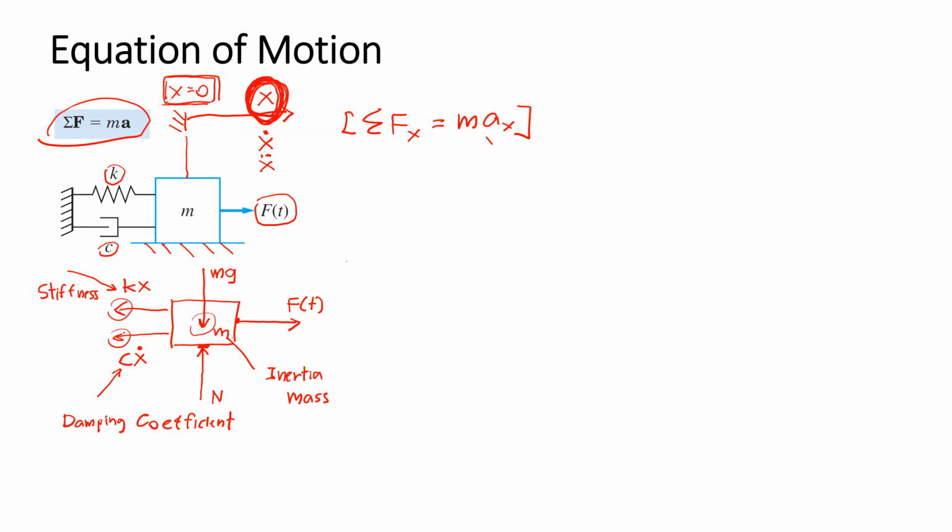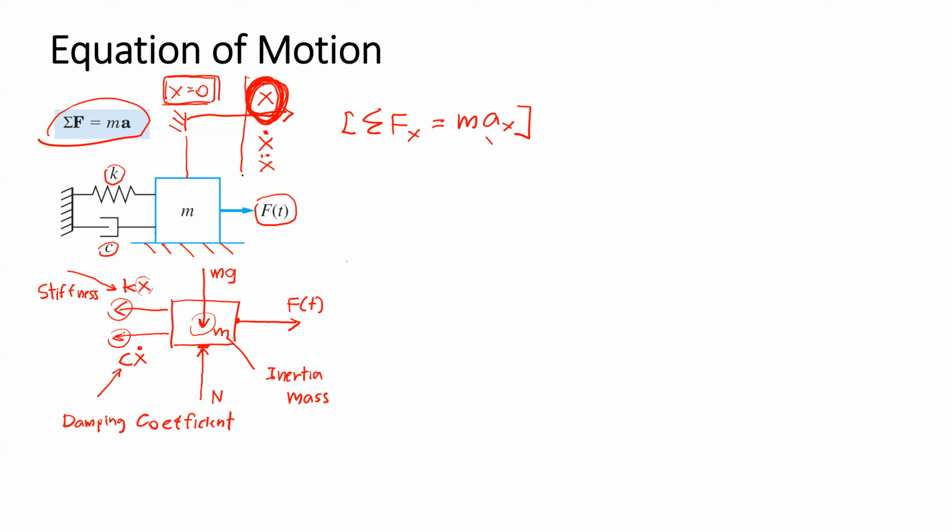So if the mass moves to the right-hand side, or positive x direction, the force will be in the left-hand side, or the negative direction. In the same way, if the mass has positive velocity to the right-hand side, the force generated by the damper is in the opposite direction to the velocity. So it points toward the left-hand side direction. This is still true.